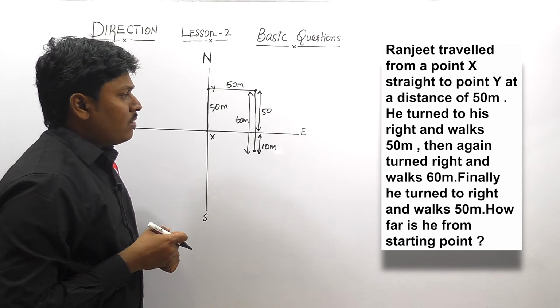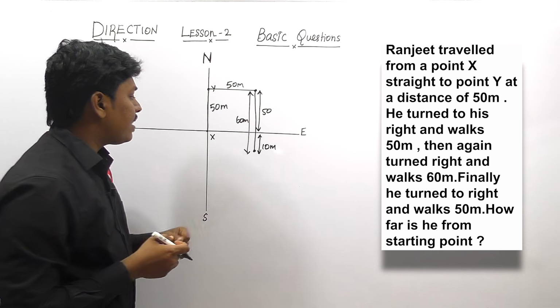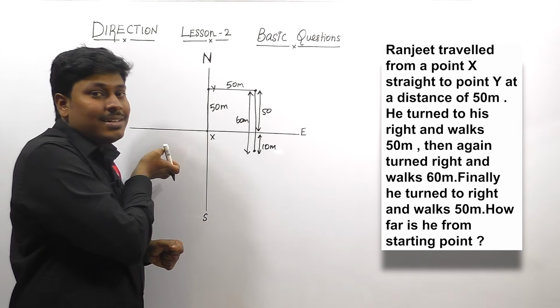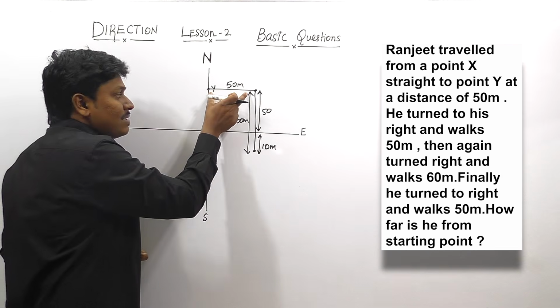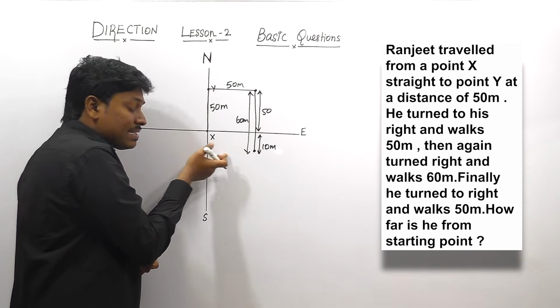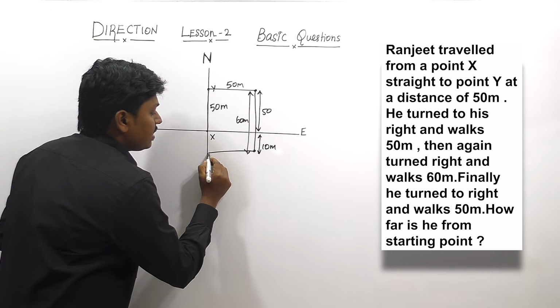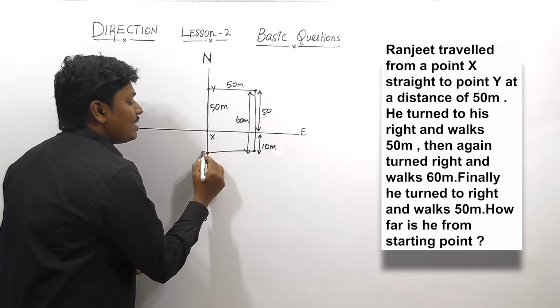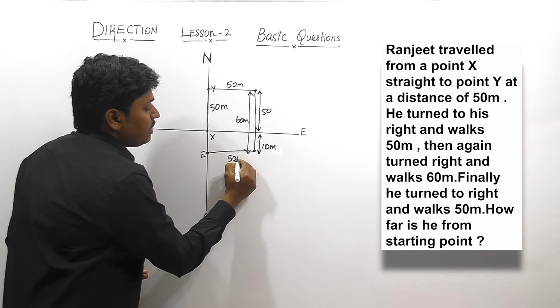Okay friends. What is the question? Finally he turns to his right and walks 50 meters. So friends, listen here. Again from here the person is turning right and covering 50 meters. So friends, this is also 50. So this will be the right hand side. So definitely he will reach this point, that is the end point, and we know that the starting point is denoted by X. So this is 50 meters.